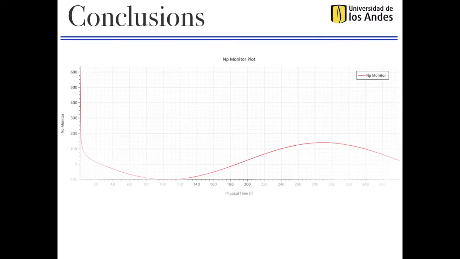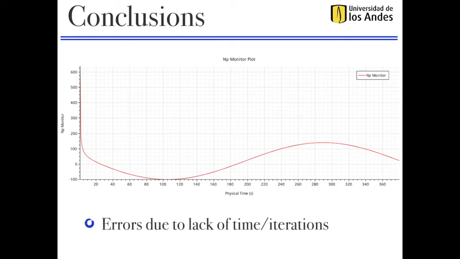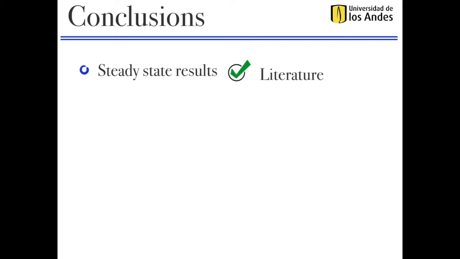The deviations of the power number results from literature could be due to lack of time and iterations in the simulation. As can be seen in the figures, the power number results do not converge for low Reynolds, but oscillate between a wide range of values. From the results obtained, we conclude that the simulations performed in the steady state have less error with respect to literature than the results in the unsteady state. The literature is surely reported in the steady state.